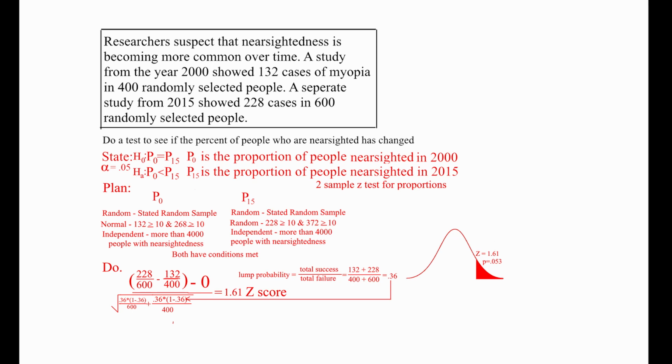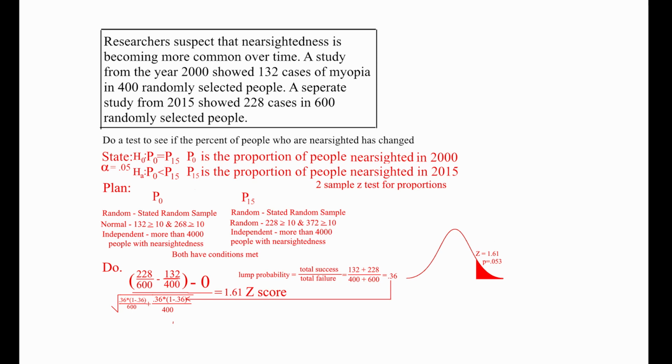We then have to find the lump standard deviation. This is by using our standard deviation formula for probabilities, which is probability times 1 minus the probability, all divided by the number of trials, and then take all of that and square root it. In this case, 0.36 times 1 minus 0.36 divided by 400, and 400 in this case is the smallest sample that we have used in getting our lump sum.